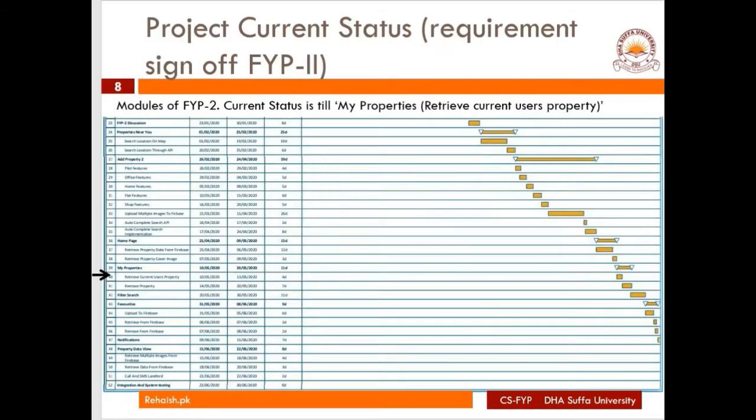Moving on toward our project current status in FYP2. These are all the modules of FYP2, and currently our status of the project is that we are here on my properties, and in my properties, it's working on retrieving the current user's properties. I've shown this with the help of this arrow, that we are done till here, and the remaining parts we will be covering in phase 4, meaning we will be covering them after this. So we are left with filter search, favorites, notification, property data view, where we'll be viewing different data or different properties, and lastly, we'll be working on integration and system testing.